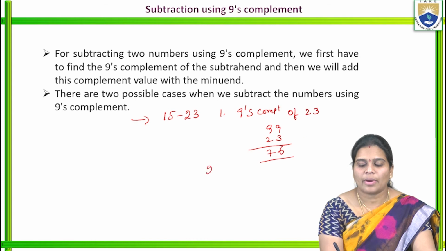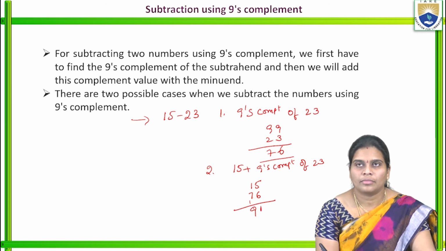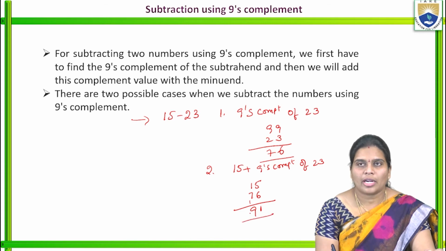In the second step, add these two values: 15 plus the 9's complement of 23. So what are we getting? The 9's complement of 23 is 76. Okay, 6 plus 5 is 11, and we get 91. So here we are not having any carry.